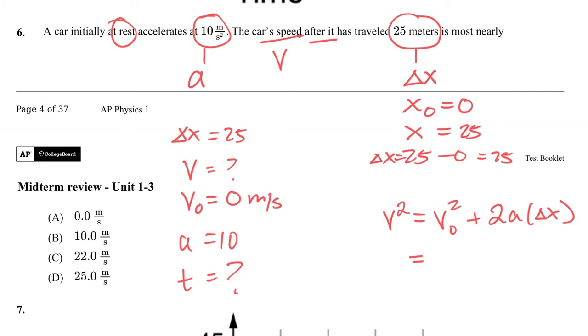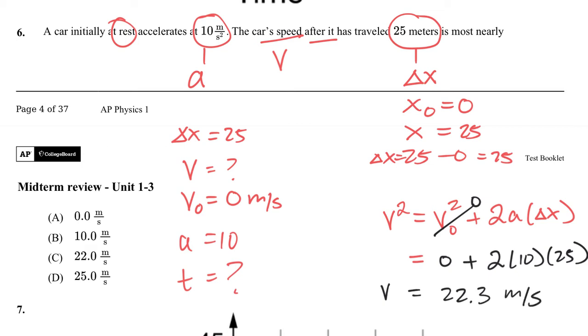So from here we know that v naught is going to be 0, so that cancels out to 0. 2 times acceleration, which is 10, times change in x, which is 25. So v squared is going to be, so v is going to be equal to, whenever you algebraically do it, 22.3 meters per second, most likely close to C.